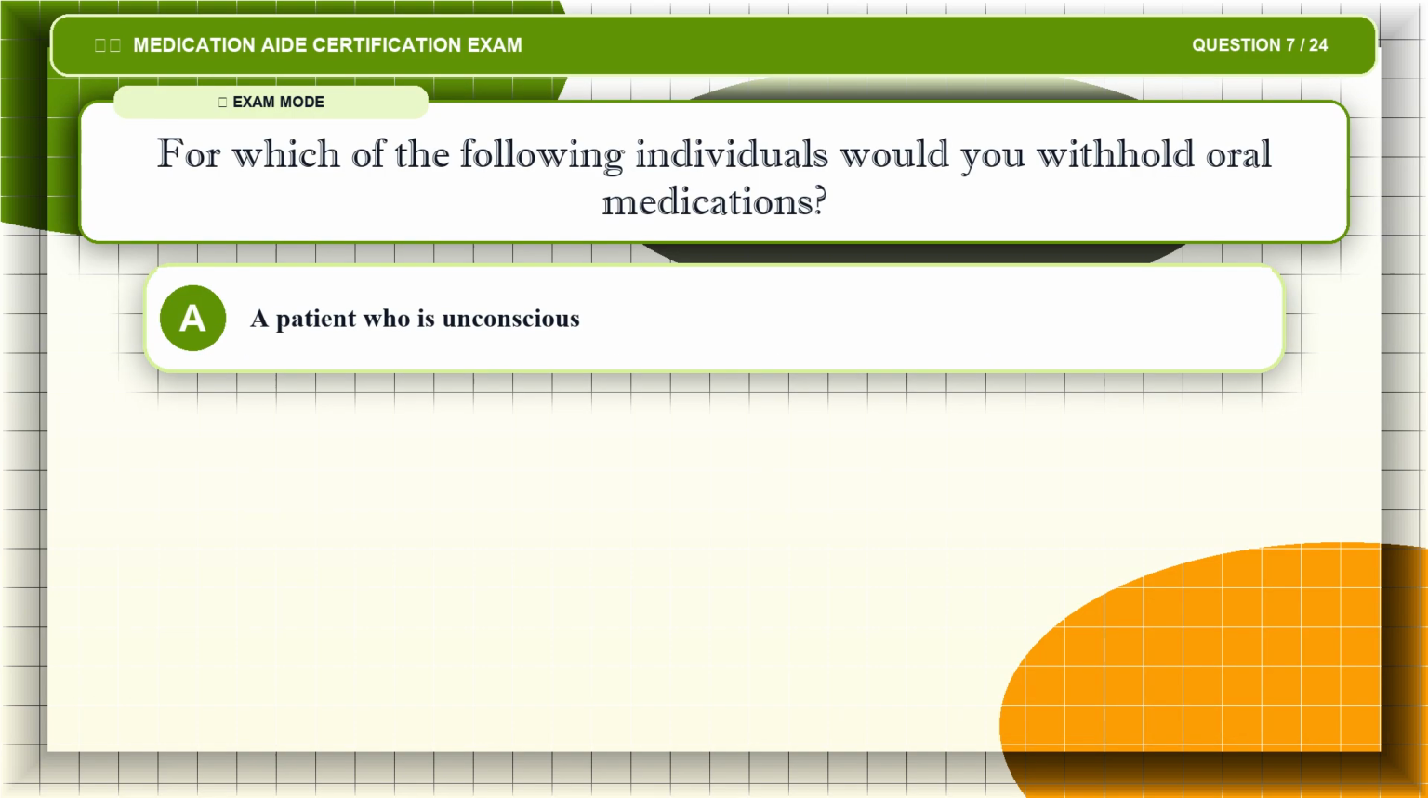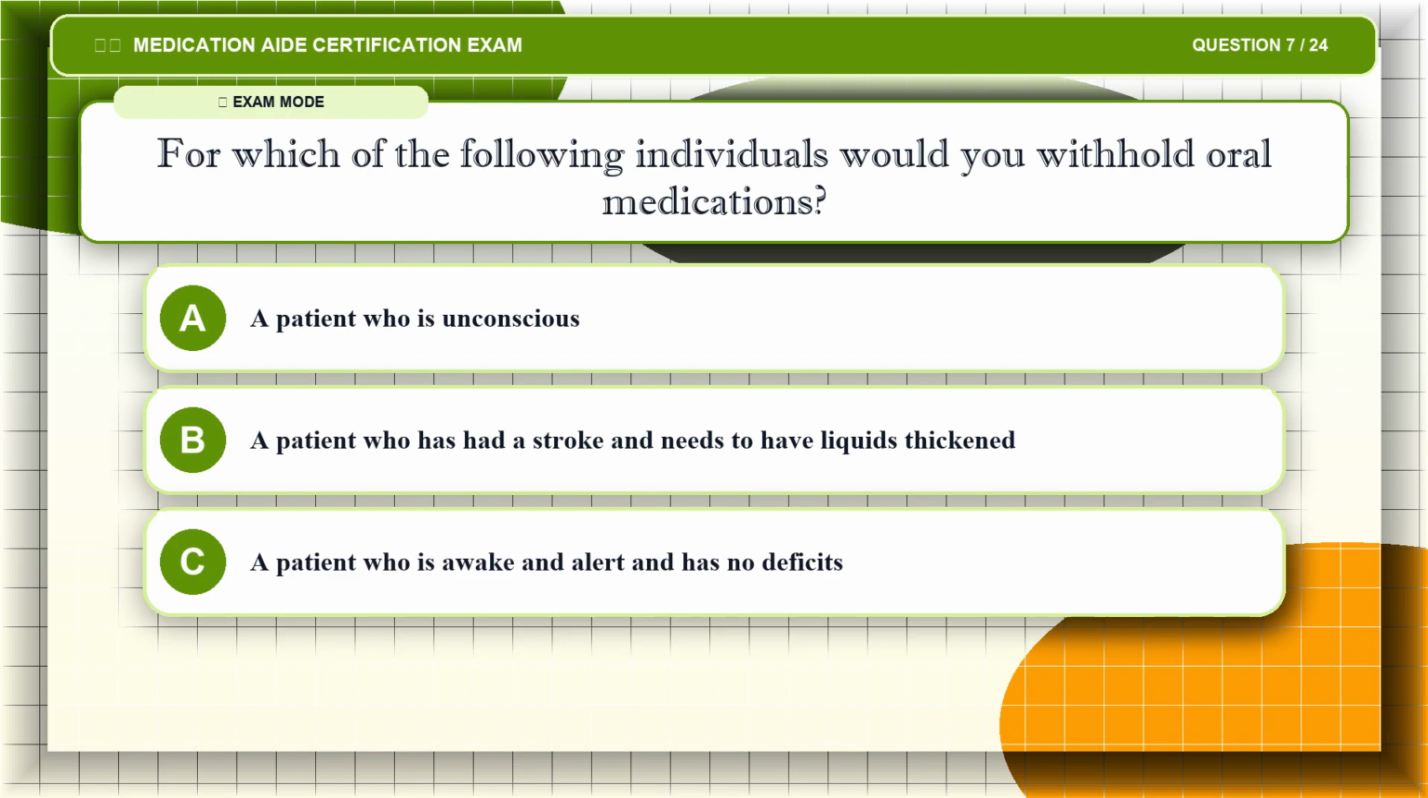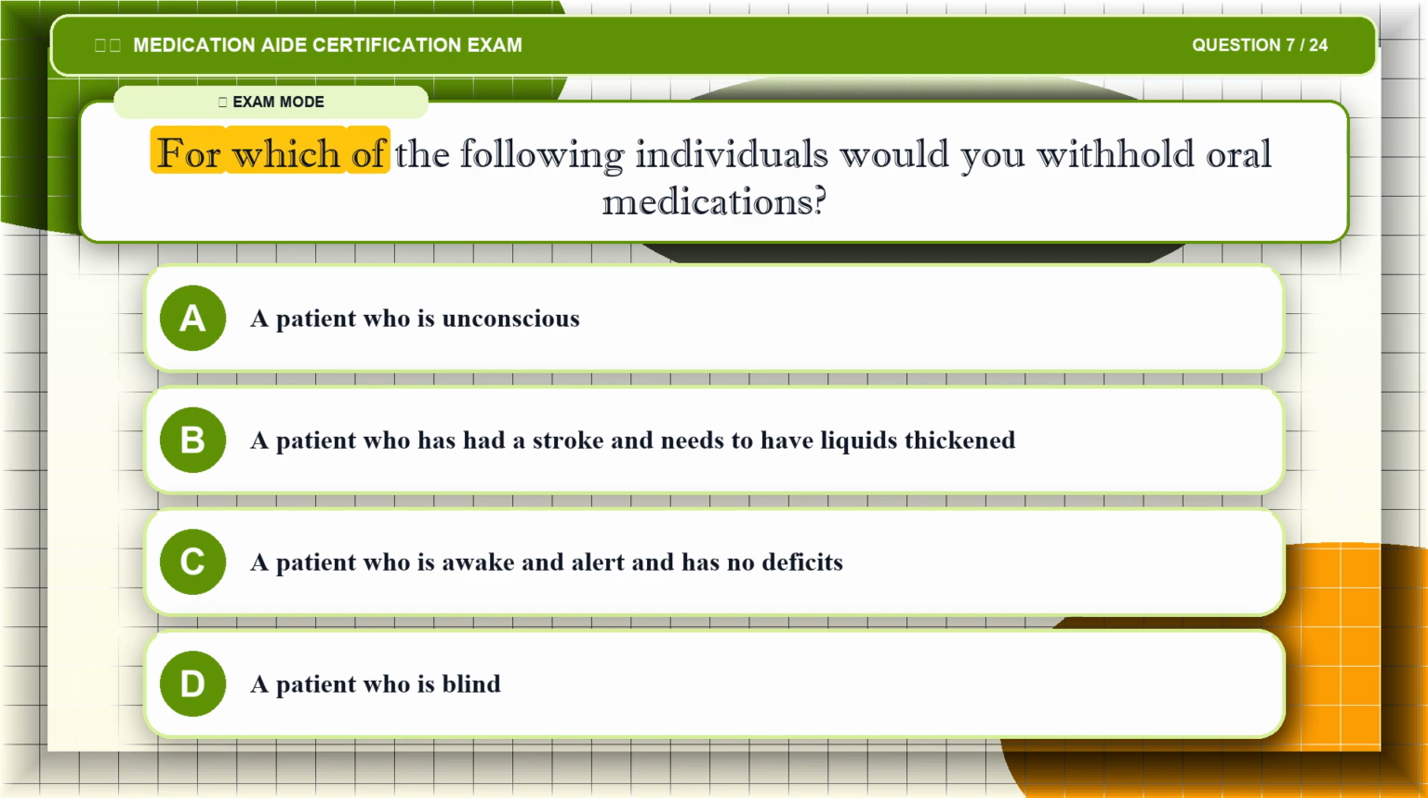Question 7. For which of the following individuals would you withhold oral medications? Option A. A patient who is unconscious. Option B. A patient who has had a stroke and needs to have liquids thickened. Option C. A patient who is awake and alert and has no deficits. Option D. A patient who is blind.